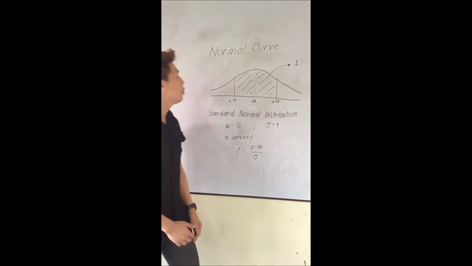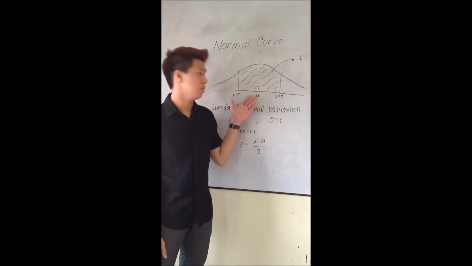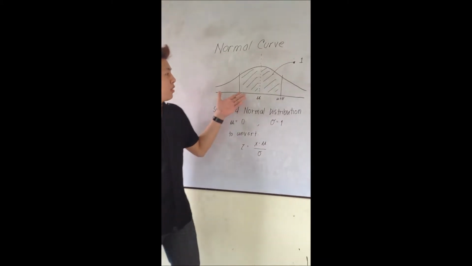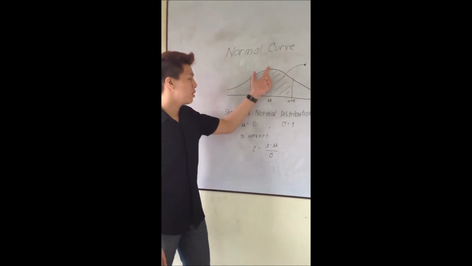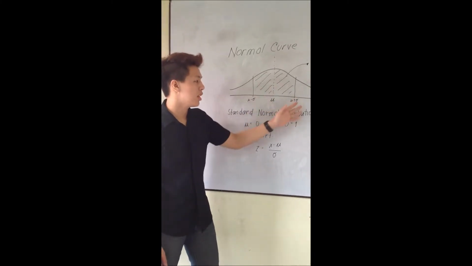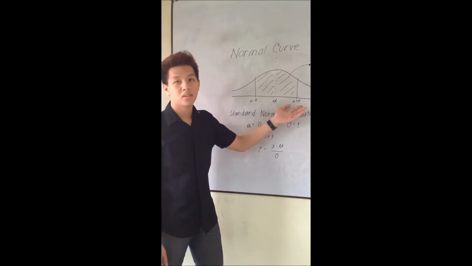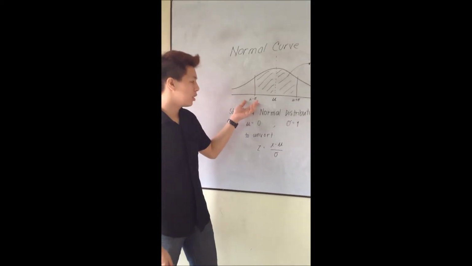Okay, so now we go on to the normal. This is the graph of the normal distribution. Here we can see the properties: the normal graph has an area of 1 with the midpoint of mu, and it is symmetrical. So on one side will be mu plus the standard deviation, and the other one is mu minus the standard deviation.